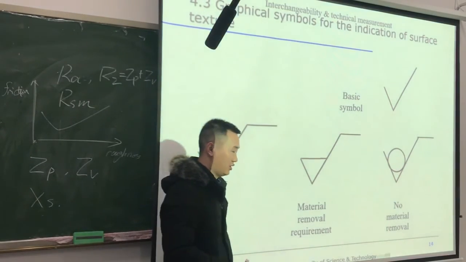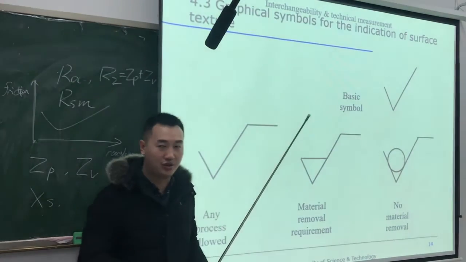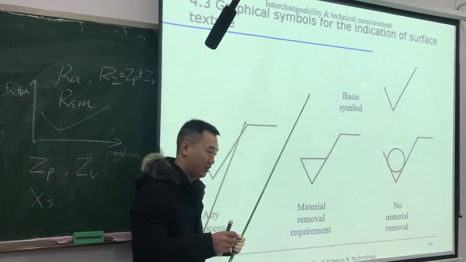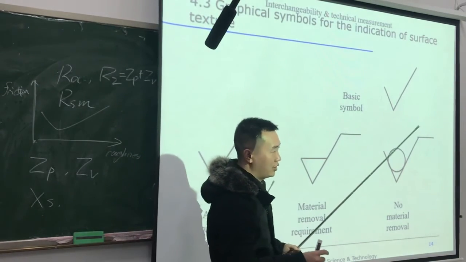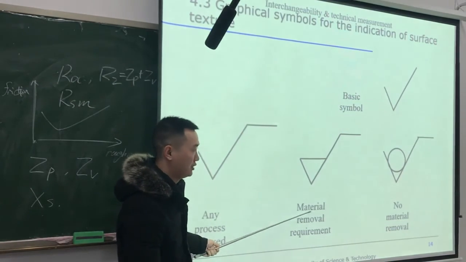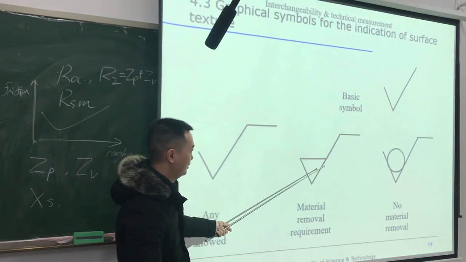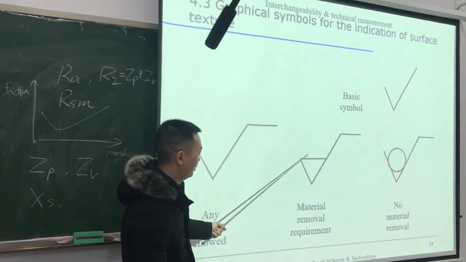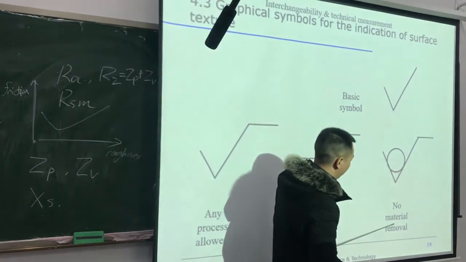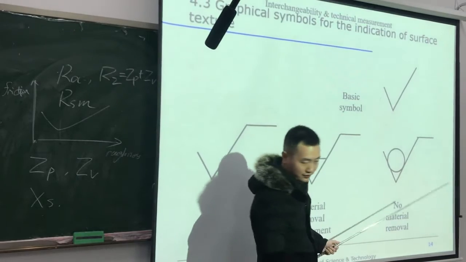In fact, turning, milling, drilling, these kinds of machining processes are all material removal, because the tool cuts the workpiece and the material of the workpiece is decreasing during the process. So for this kind of process, when we mark the surface requirement, we need to put a line here. And here is no material removal. We put a circle here.